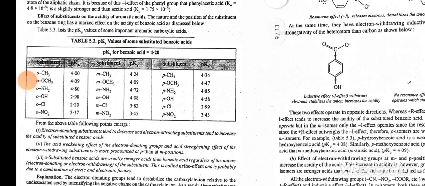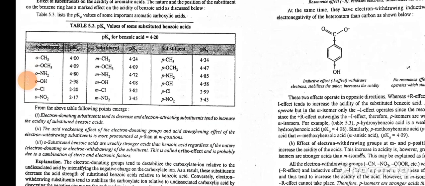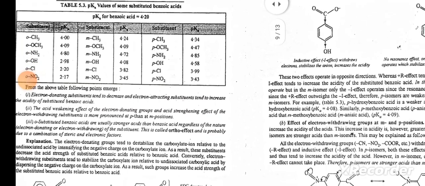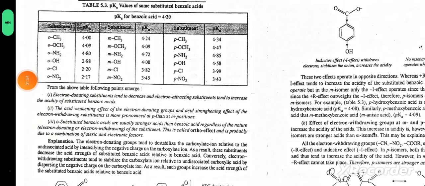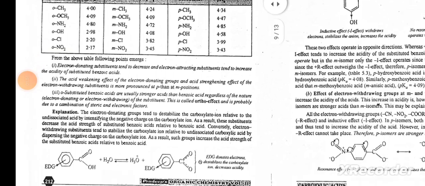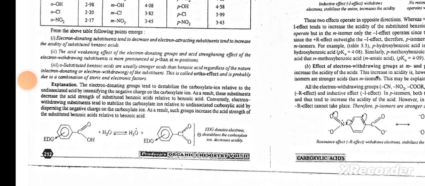Effects of the substituents on the acidity of aromatic acids. The nature and the position of the substituent on the benzene ring have a marked effect on the acidity of benzoic acid, as discussed below. List the pKa values of some important aromatic carboxylic acids. pKa values of some substituted benzoic acids. Look at this table. From the above table, the following points emerge.